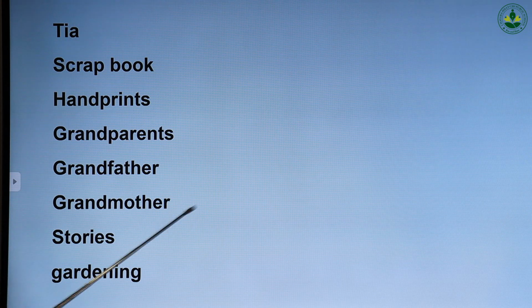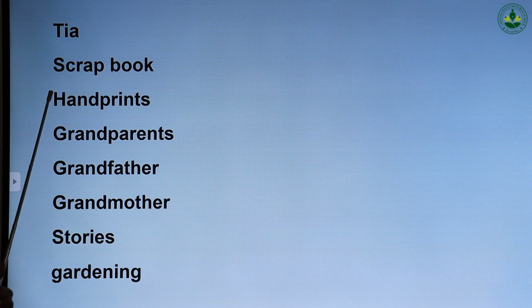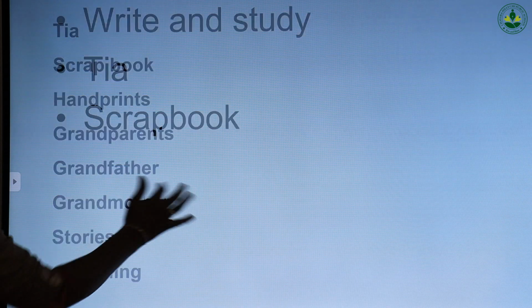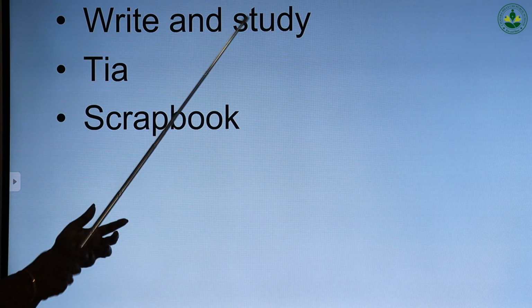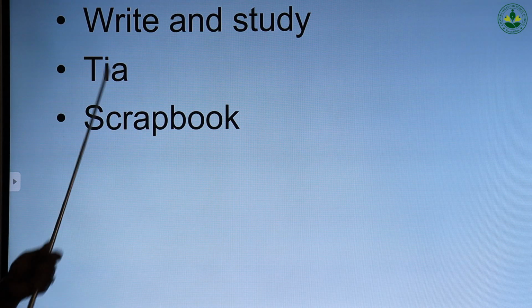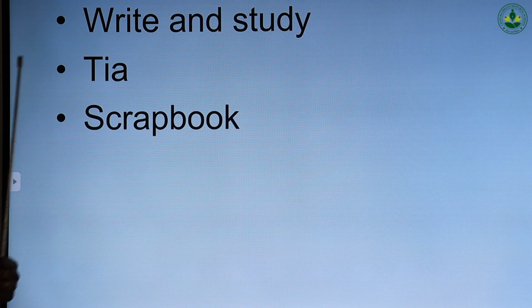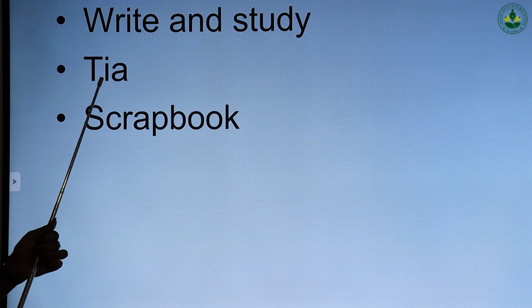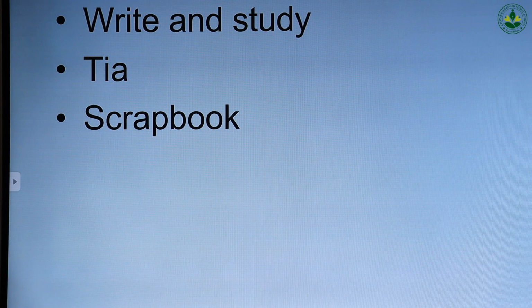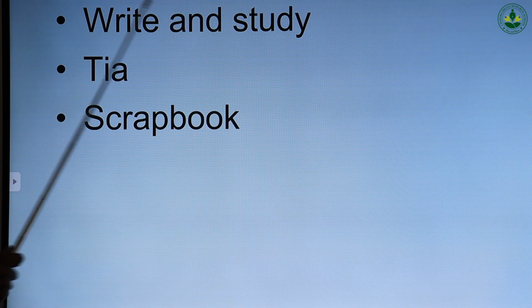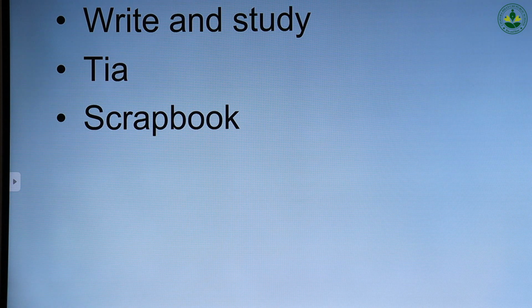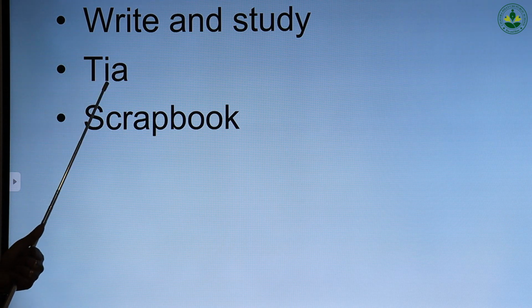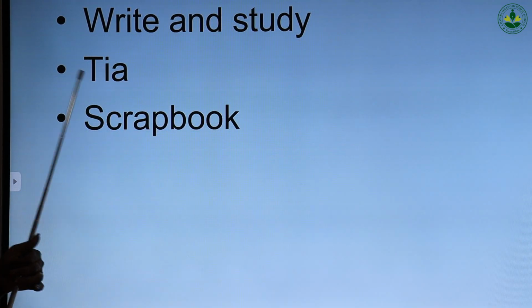So, you have to read these words. Don't study the spellings. Read 5 times. Okay? Read only. Then, now write and study. Write and study Tia and scrapbook. Okay, children, understand? Write and study the spellings. You have to study only 2 spellings. Tia and scrapbook. What is the spelling of Tia?